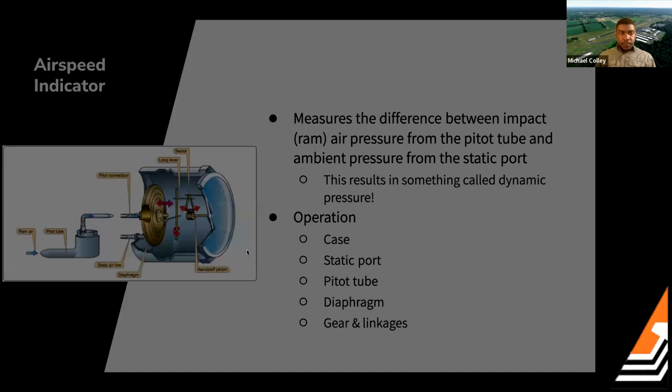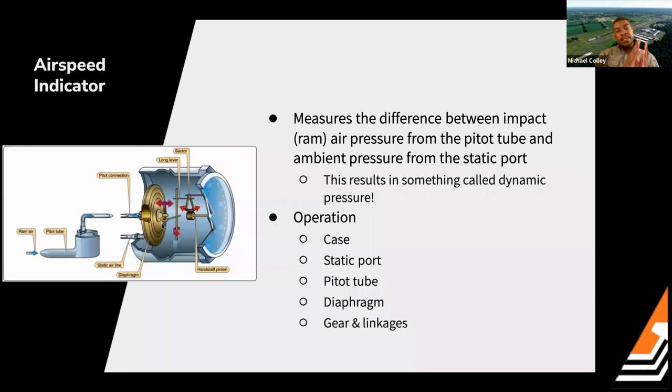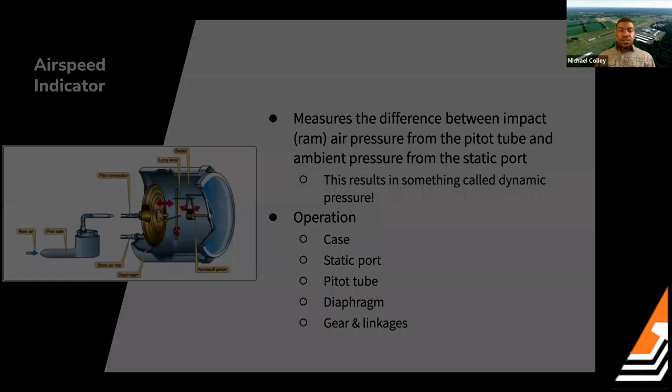Airspeed indicator, this one you can see it's a diaphragm, except the diaphragm is on its side. That's what happens when that pressure builds, the diaphragm expands and it rotates the gears and linkages, which leads to the needle moving in there as well. Something that I don't have on the slides, which I'll touch on again. We'll come back to that actually when the failures happen.